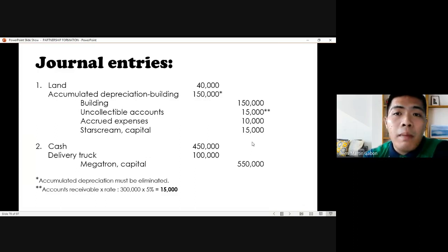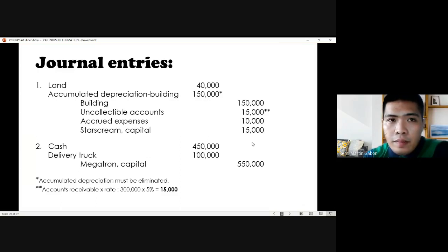So, later, yung building mababawasan na ng 150,000. Then, credit tayo ng building for 150,000 in relation to a debit to accumulated depreciation. Then, credit tayo ng uncollectible accounts or allowance for doubtful accounts. Computation niya is 300,000 accounts receivable times 5%, kasi 5% naman sabi kanina. So, 15,000. Then, i-recognize yung accrued expenses for 10,000 credit. Then, credit tayo ng Starscream capital to absorb the net adjustment, 15,000.